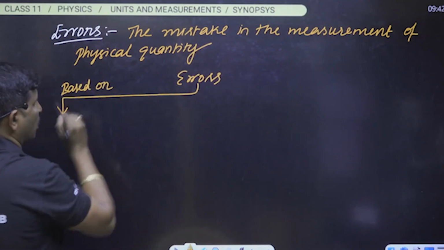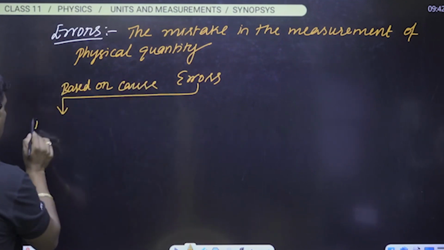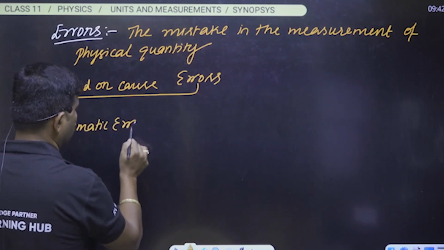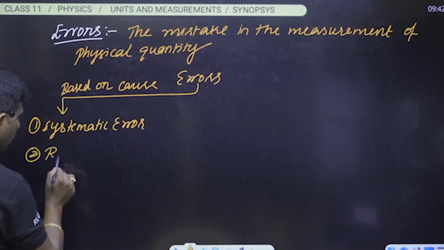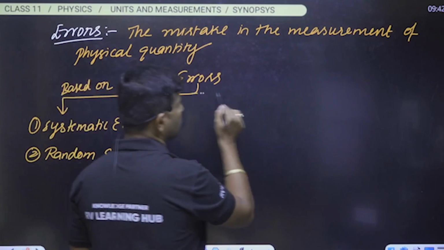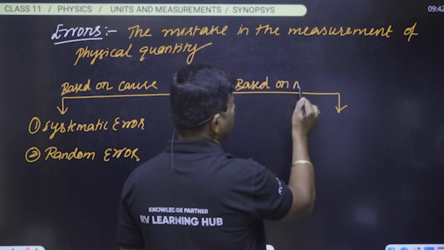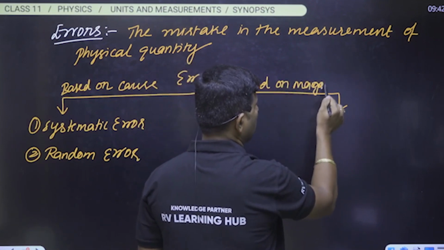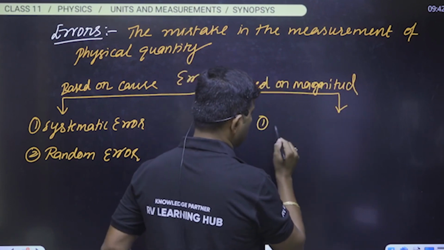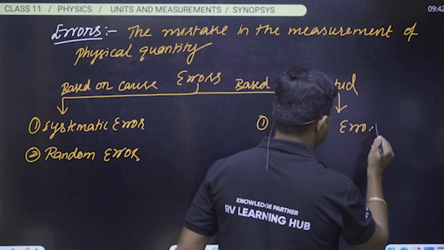So see here, basically errors are classified into two types based on the cause. We have the first one, that is systematic error, and the second one is called random error. And based on magnitude, how much is the value? Based on the magnitude, the first one is absolute error.